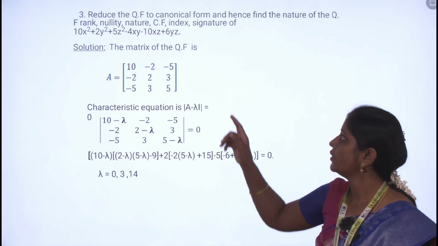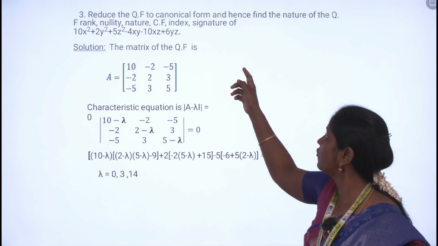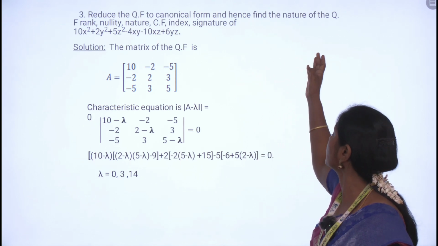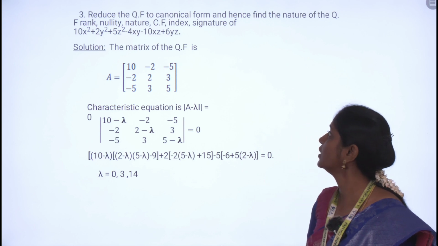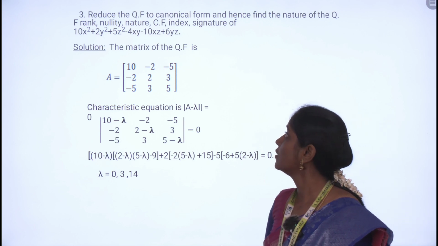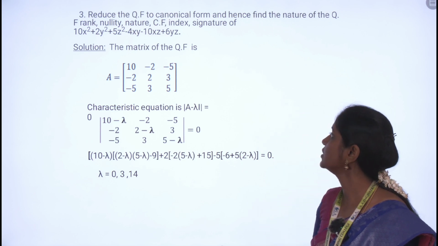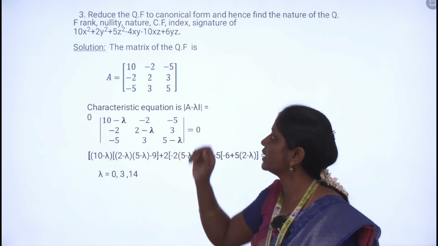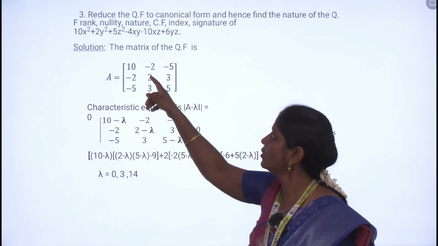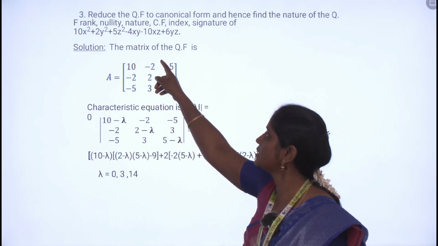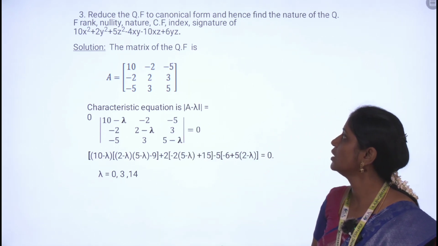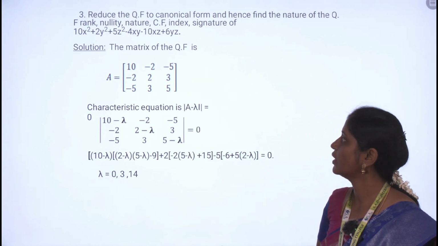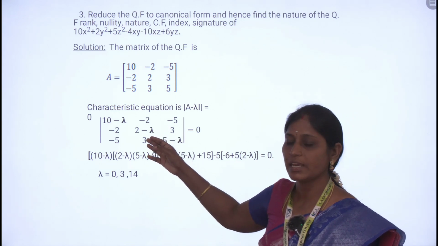And next, reduce the quadratic form to canonical form and hence find the nature of the quadratic form, rank, nullity, index and signature for the given expression: 10x square plus 2y square plus 5z square minus 4xy minus 10xz plus 6yz. This is given and we know how to define the A matrix.